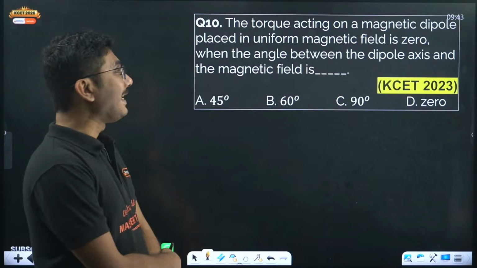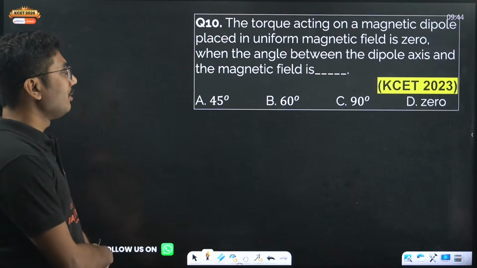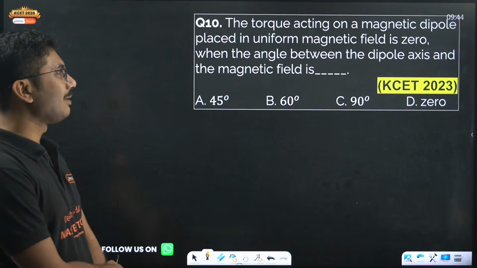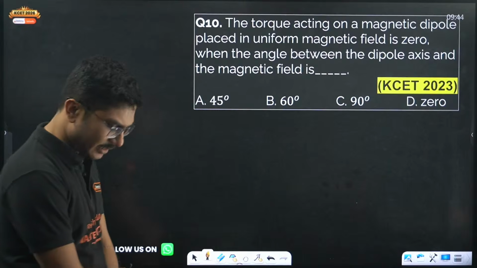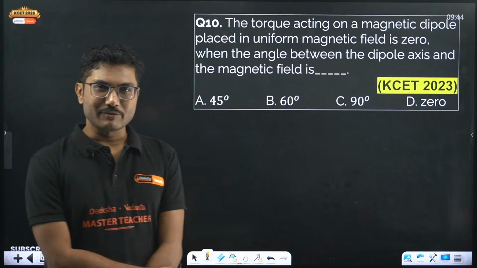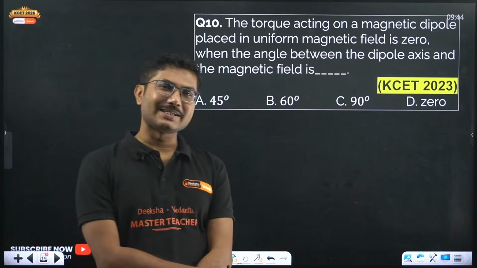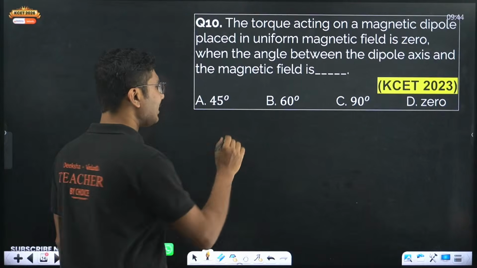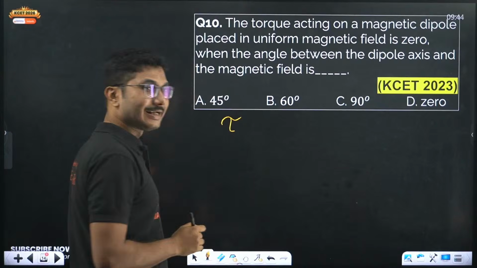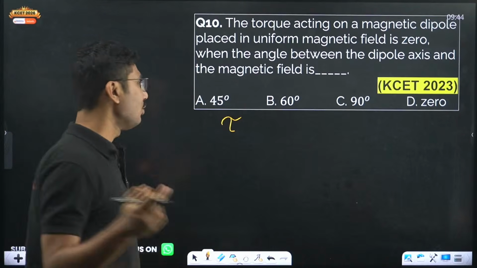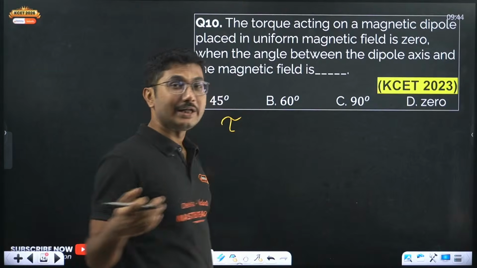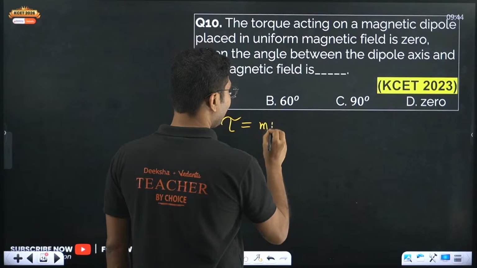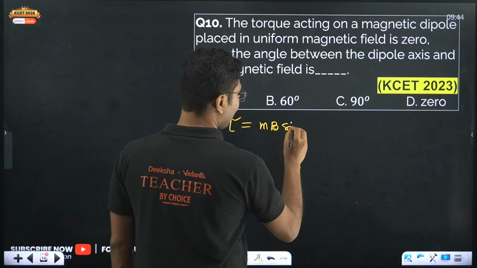The torque acting on a magnetic dipole placed in a uniform magnetic field is 0 when the angle between the dipole axis and magnetic field is. So basically a dipole-related question can be asked from your magnetic field chapter, and can be asked from your electric field chapter. Formula wise everything remains the same. In case of electric field it is P into E cos theta. In case of magnetic field it will be magnetic moment into B into, not cos theta, sorry.